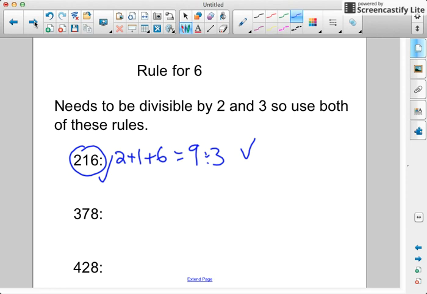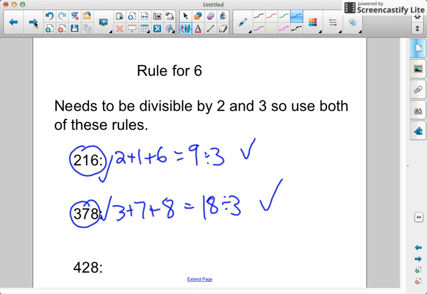Okay, let's try it for this one, 378. It's an even number, so we know that the rule for 2 works. So let's just check the rule for 3. So 3 plus 7 plus 8. So that would give you 18. Can you divide it by 3? Which you can. So since 378 is divisible by 2 because it's an even number, and it's also divisible by 3 from what we checked out, it is divisible by 6.